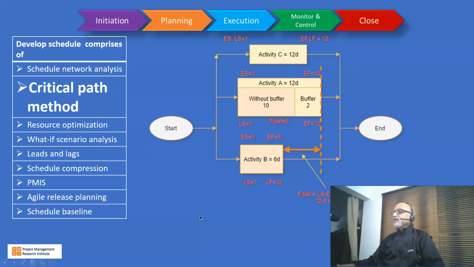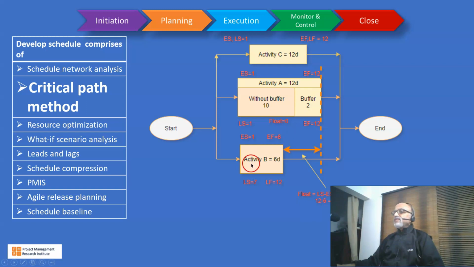So now let us take another network diagram. Here is the start. Here we have activity C, which is 12 days duration, and activity A is also 12 days duration. Without buffer 10 days duration and with buffer 2 days. So there is a buffer for activity A, but still the duration is 12 days. Activity C also duration is 12 days. Now if activity C, if I start on day 1, I can complete it on day 12. Similarly, activity A, if I start on day 1, I can complete it on day 12.